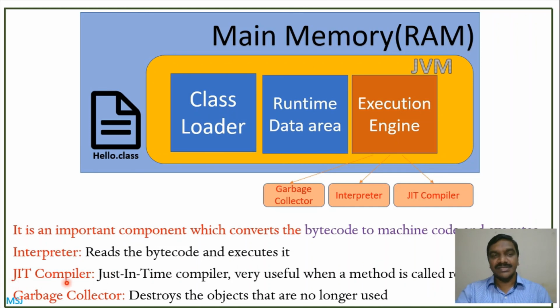Whereas if we use this JIT compiler, for the method which is called repeatedly, it will generate the native code or machine code and execute the machine code, so it works a little bit faster. Then finally, the garbage collector, which destroys all the objects which are no longer used. Now these are the three important components of JVM. The JVM's work is to take the input of the bytecode and execute the bytecode in the particular machine.